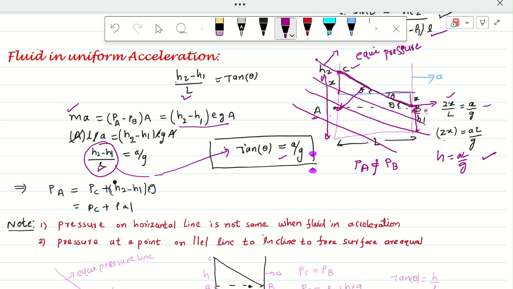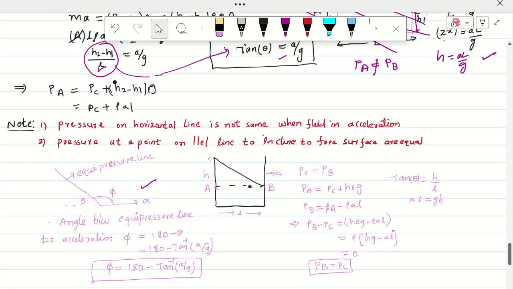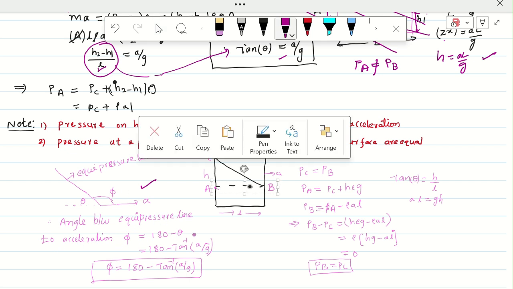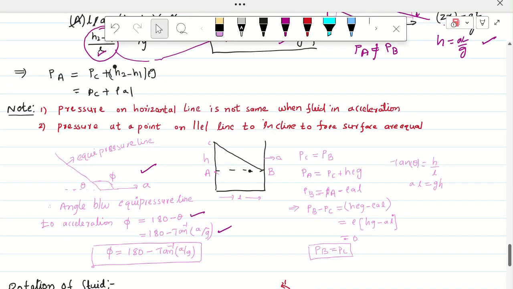Now the angle between the direction of the equipressure line and the acceleration is phi. This angle between the equipressure line and the acceleration equals 180 minus theta. Phi equals 180 minus theta, equal to tan inverse of a by g, according to our concept from the diagram above. Here again I have given the diagram, it's clear. Now this line is an equipressure line. C and B are at the same pressure.